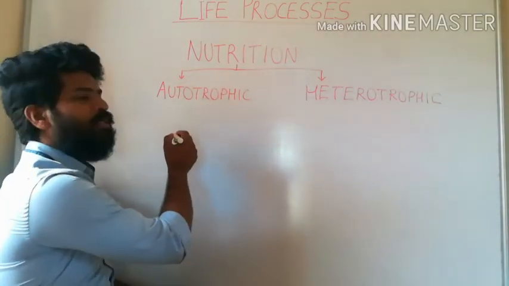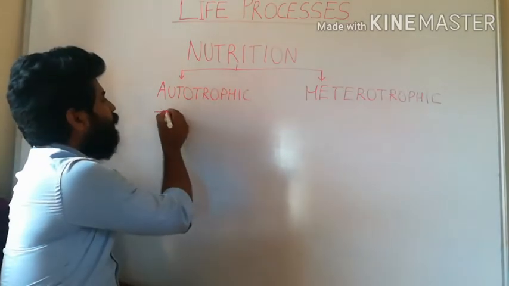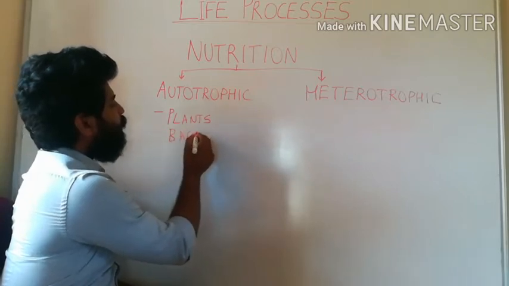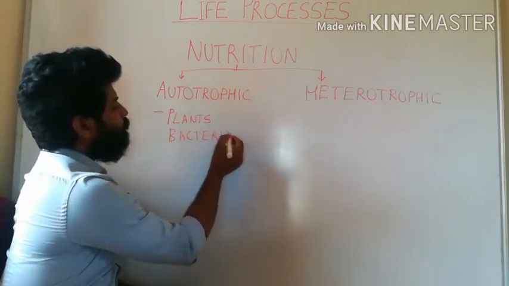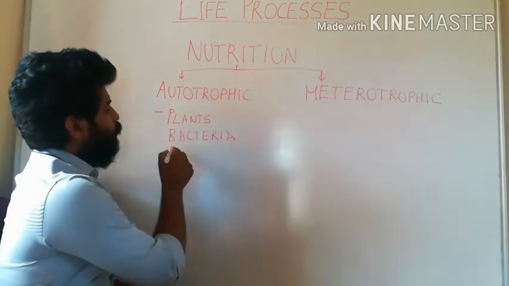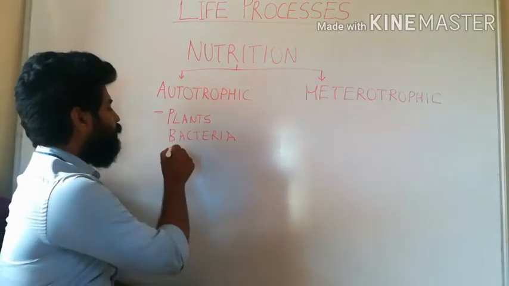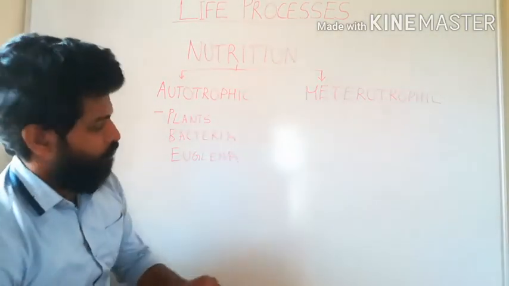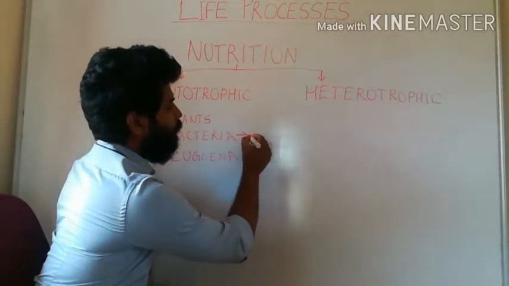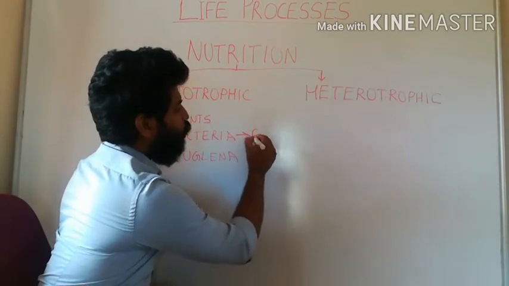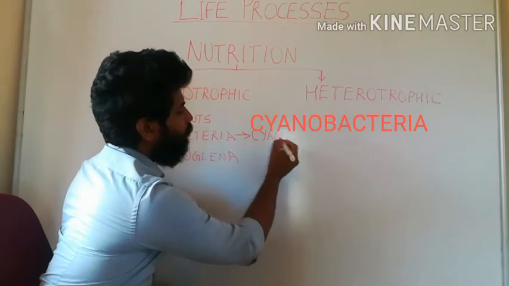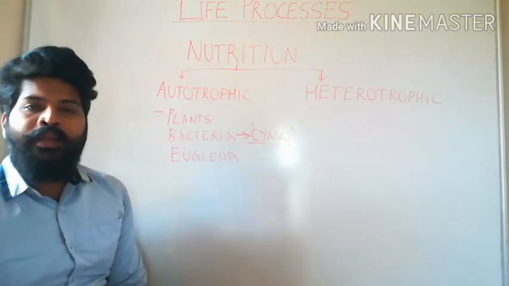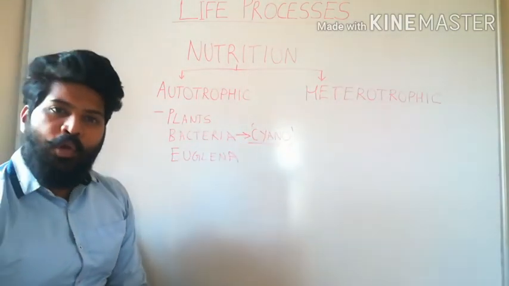Examples for organisms that prepare their own food include plants, certain bacteria, and also certain protozoans like Euglena. In bacteria, a specialized group of bacteria called cyanobacteria prepare their own food. Rest all the organisms come under heterotrophs.